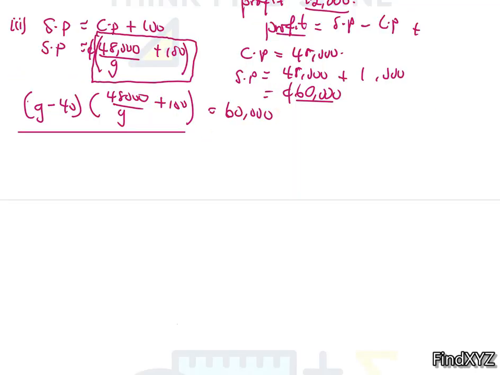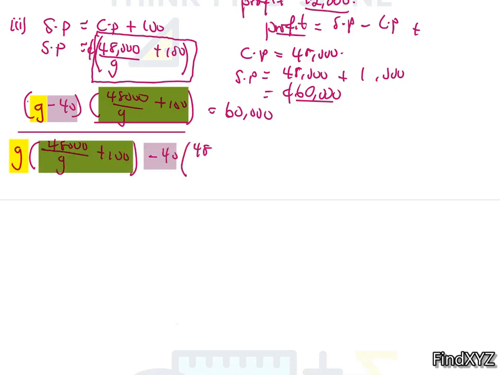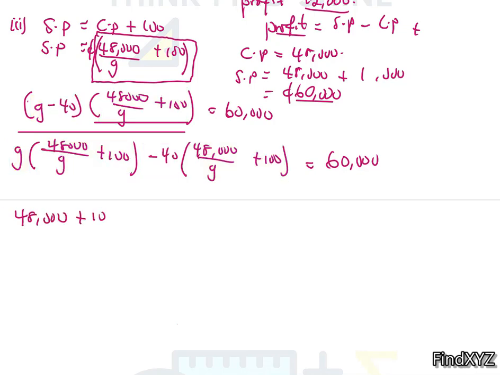So we expand this term here. G will multiply the whole of this term, and then negative 40 also multiplies the whole of this term. So this is what I'll write. G multiplying 48,000 over G plus 100, and then negative 40 will also multiply 48,000 over G plus 100. Everything should give us 60,000. Then we expand. So we have 48,000 plus 100 G. Negative 40 times 48,000 over G will give us 1,920,000 cedis over G. Then negative 40 times 100 will give us negative 4,000. Everything should give us 60,000 cedis.